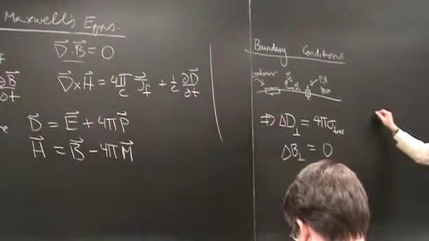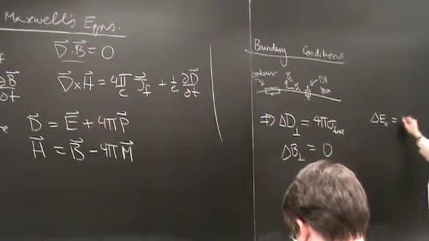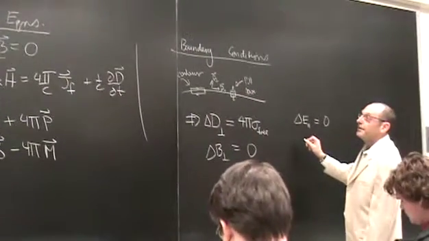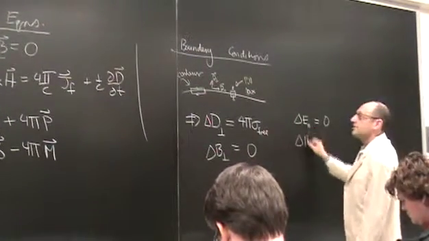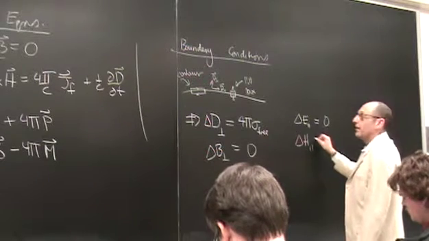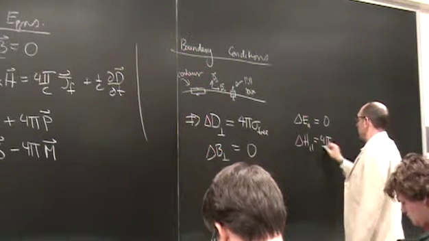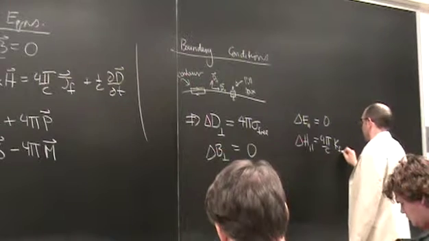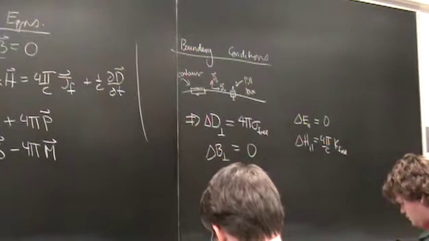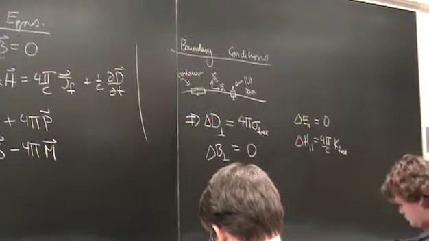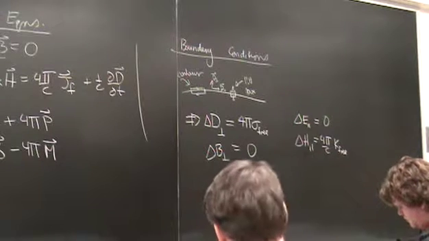The tangential E is continuous, but the tangential H is continuous unless there is free surface current.